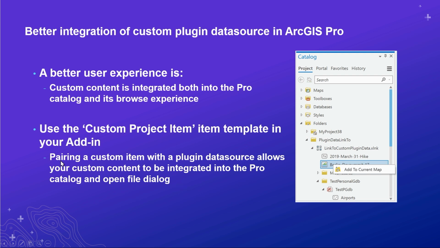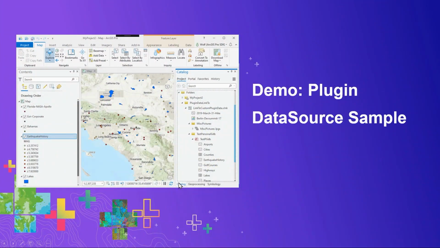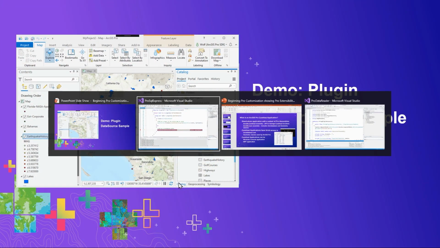So in essence, you're pairing a custom item with a plugin data source, and that allows your custom content to be integrated into the Pro catalog and also the open file dialog. And that brings us to the last demo here.